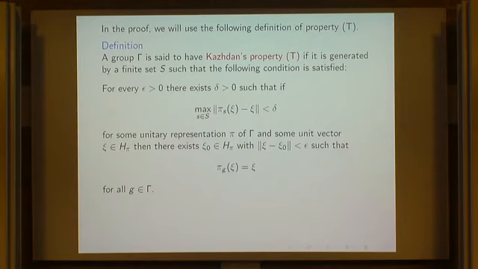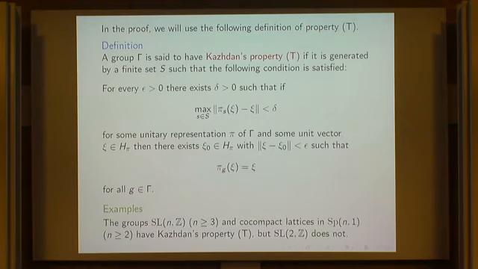I guess I should give some examples of groups with property T, since there was some room left on the slide. SL_n(Z) when n is at least 3, but not SL_2(Z). And then we have co-compact lattices in Sp(n,1). Interesting because it gives examples of groups that are hyperbolic and have property T. That won't enter into the rest of the talk.